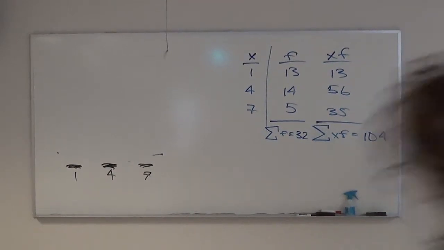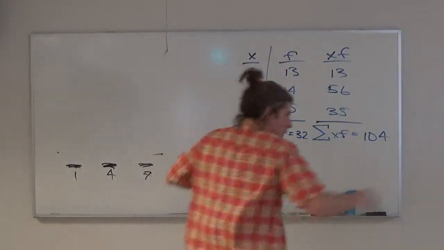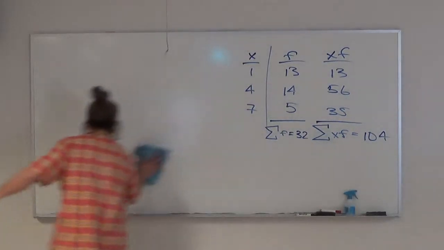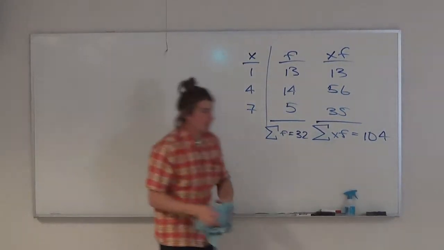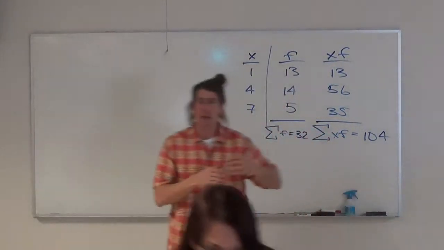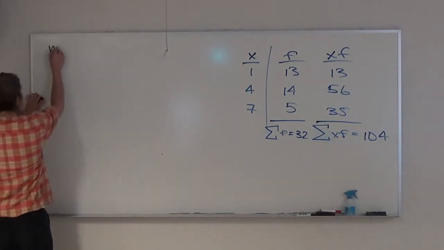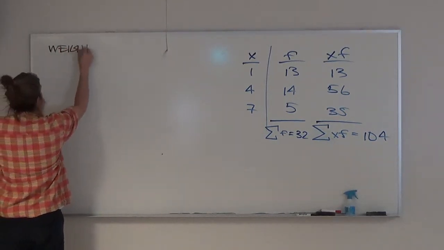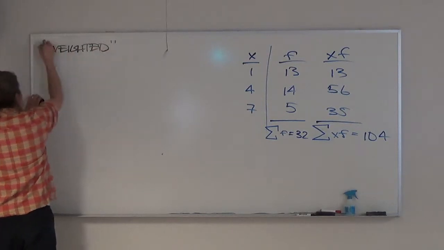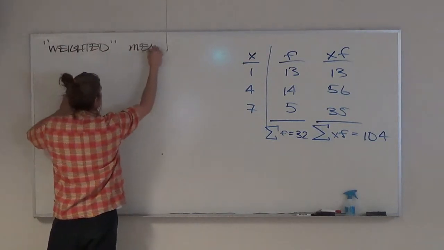All right, friends. Now, we just calculated our mean based off of our group data. I want to make sure there's a very common phrase that describes the type of mean we just took, and it's called a weighted mean. It's called a weighted average or a weighted mean.